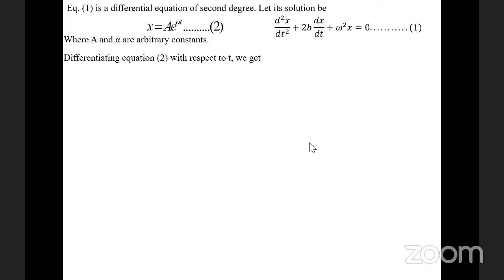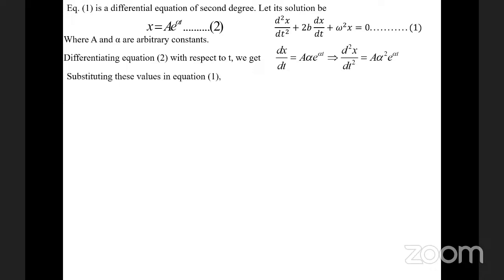This is not written in your textbook. You need to go further. Where a and alpha are the arbitrary constants, differentiating equation 2 with respect to t. We have x equals a e power alpha t. What is dx by dt? A alpha e power alpha t. Again, d square x by dt square is a alpha square e power alpha t. Is it clear, Andy? Is it okay?